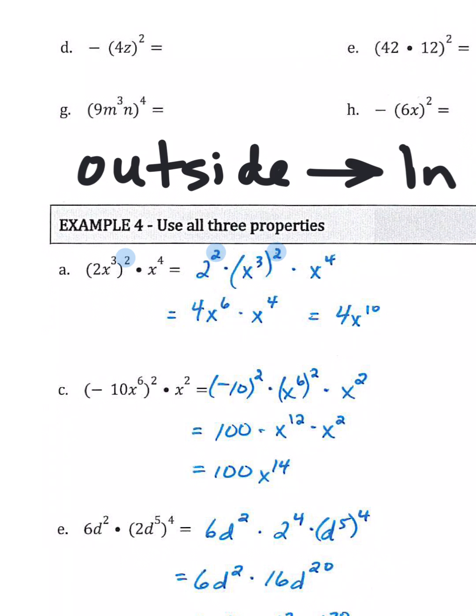After that, we can drop down a level. 2 squared is 4. X to the third to the 6th power is x to the 6th. The last step is we can take the 6 and the 4, we can add the exponents of those x's and get x to the 10th power. So 4 times x to the 10th is your final answer.